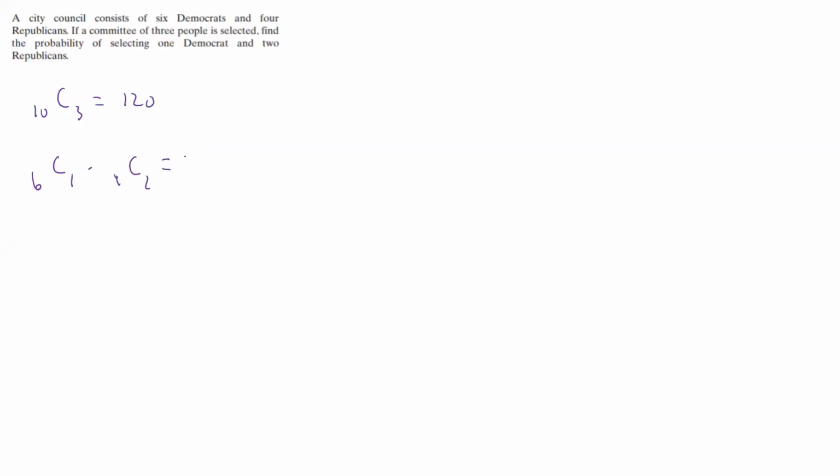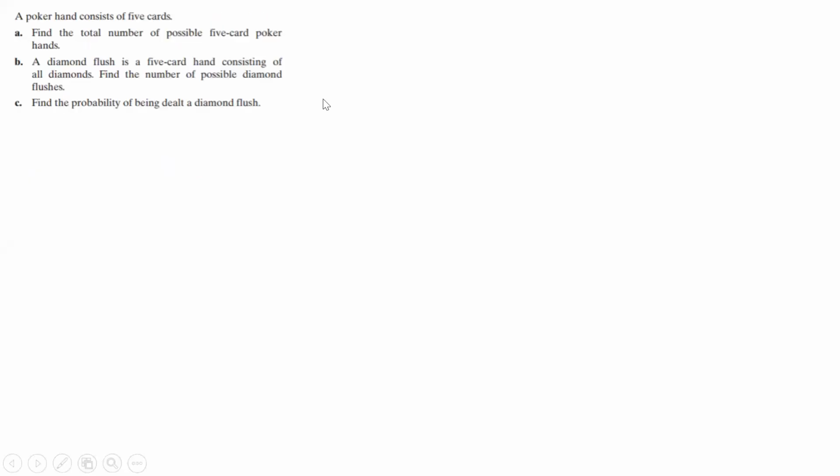So this was 36, and the probability of that event occurring is 36 over 120, which we reduce to 3/10. Okay, so again, what you get depends on how the problem is set up.